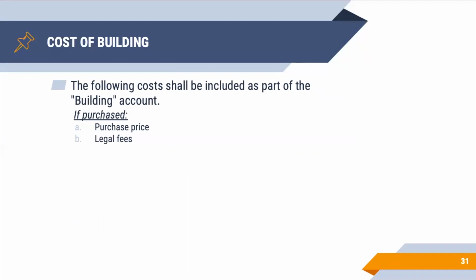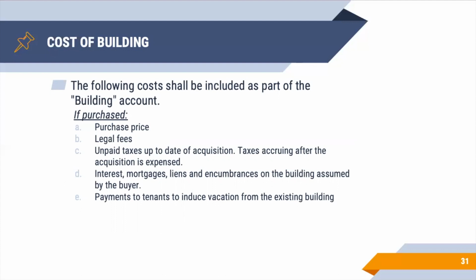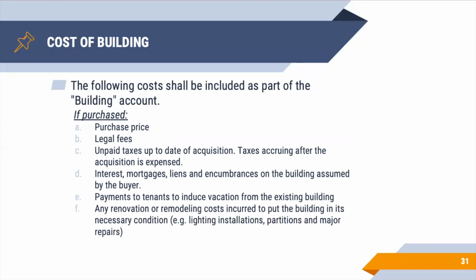Purchase price, legal fees, unpaid taxes up to the date of acquisition. So parang kanina, those taxes accruing after the acquisition is expense. Interest, mortgages, liens, encumbrances on the building assumed by the buyer. Payments to tenants to induce vacation from the existing building. Any renovation or remodeling cost incurred to put the building in its necessary condition. For example, lighting installations, partitions, major repairs.